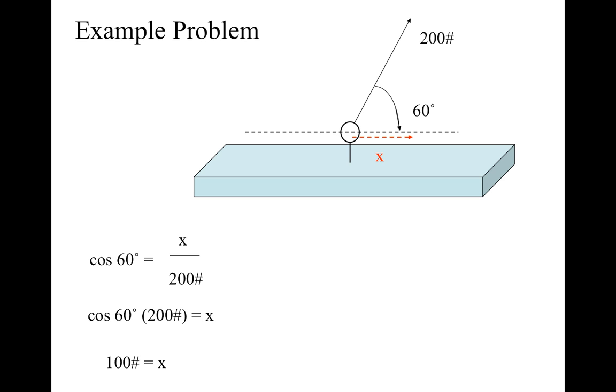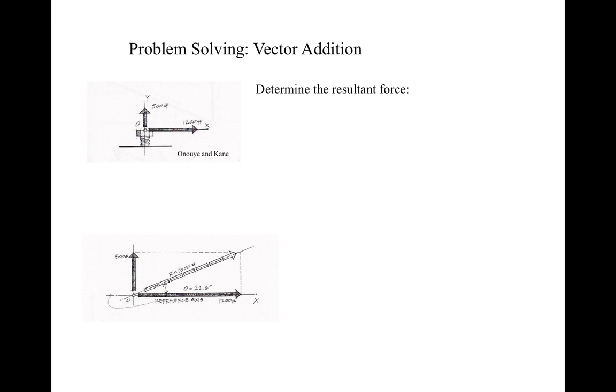Similarly, we can determine the horizontal component by using the cosine. Here the cosine of 60 is equal to x over 200 pounds, and solving for x, we get an answer of 100. So, if you have two forces, one horizontal and one vertical, we can determine the resultant of these forces, the resultant being the combined effect of these forces.